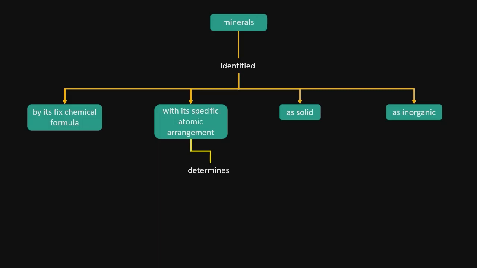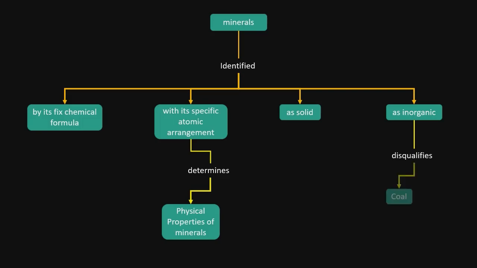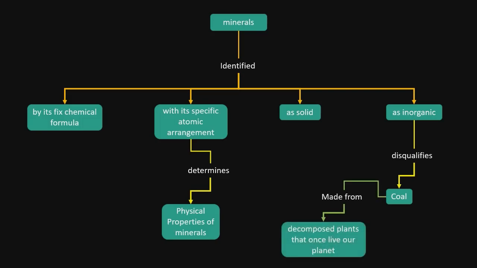When we talk about a specific atomic arrangement, this determines the physical properties of minerals. And when we talk about a mineral as inorganic, this disqualifies coal, because coal is not a mineral. Coal is made from decomposed plants that once lived on our planet. So these are the different ways we can identify minerals.